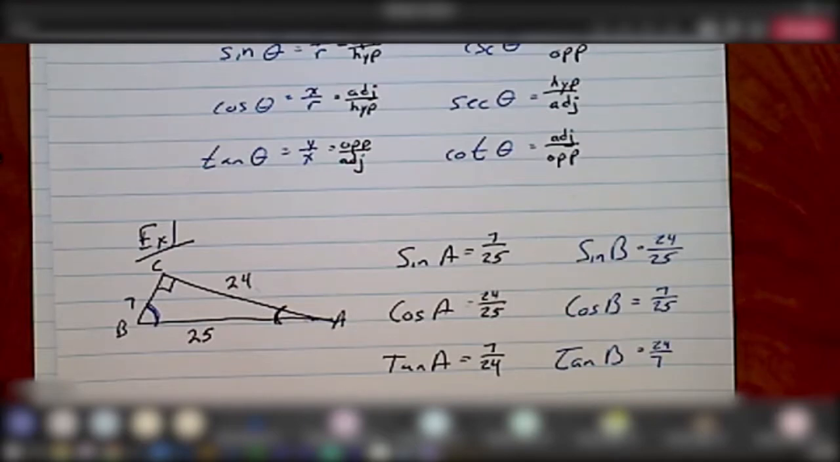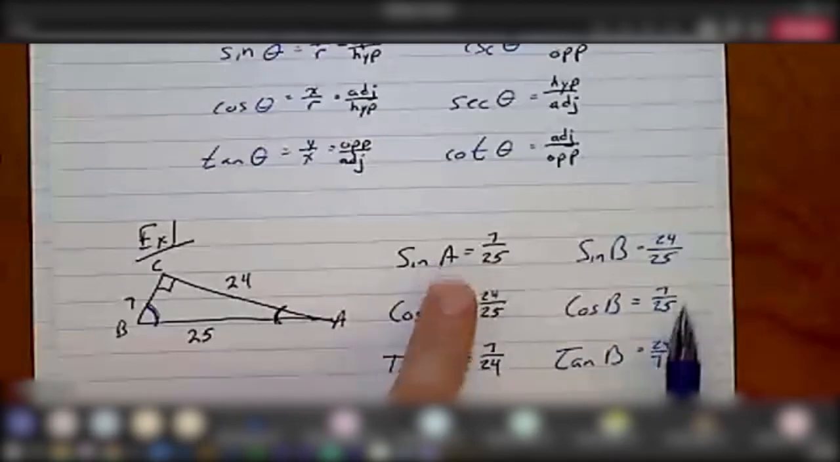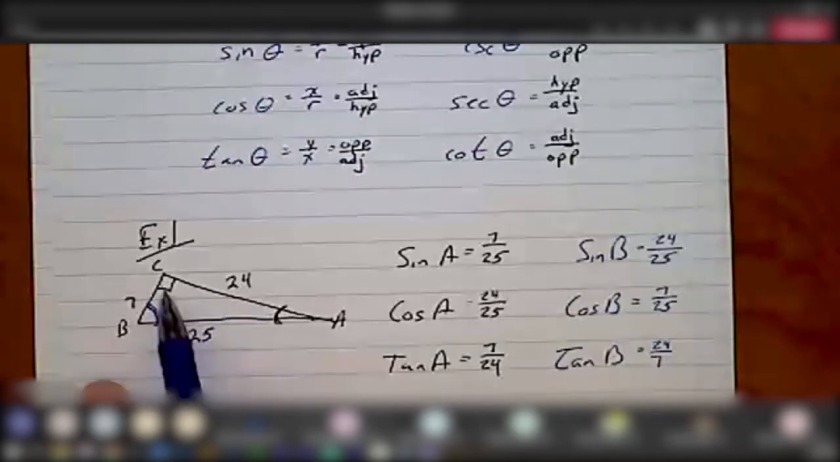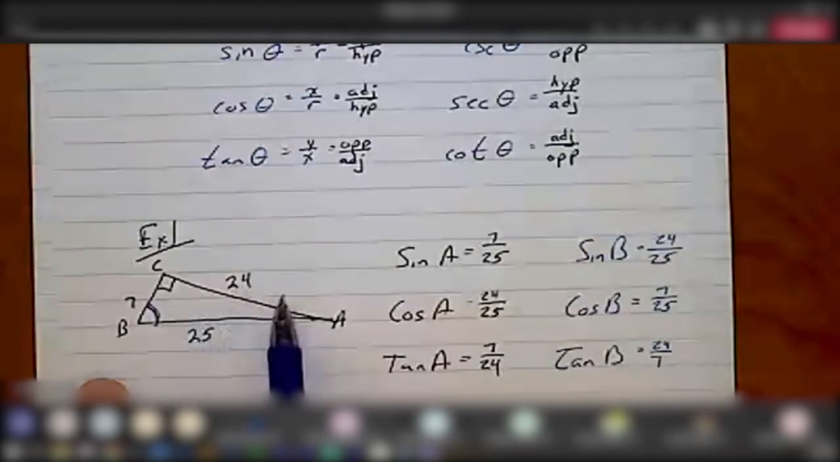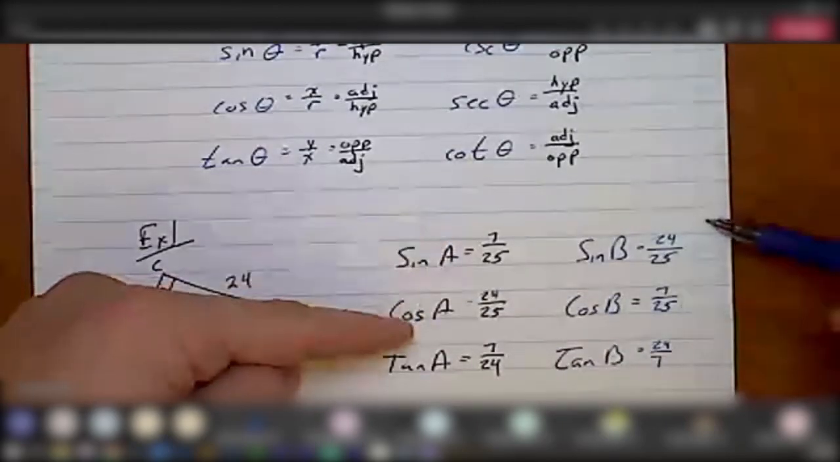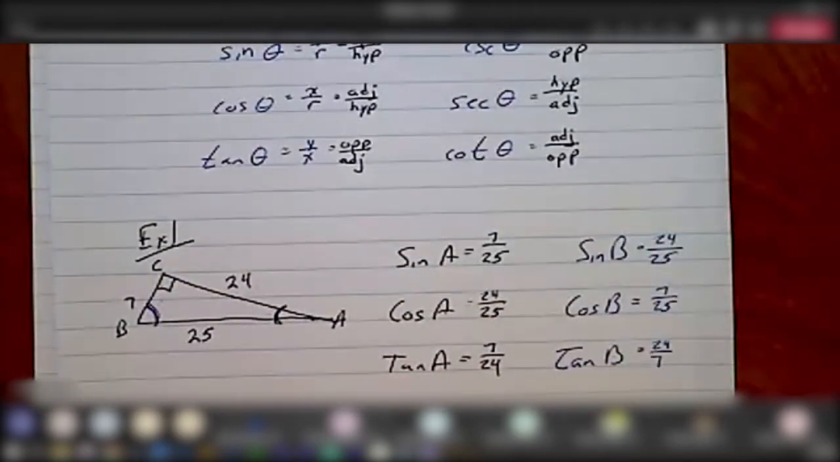Something kind of neat happens when you do this. You realize that the answers for sine and cosine just switch, right? The opposite leg from this angle is the adjacent leg from this angle. Vice versa, the opposite leg from this angle is the adjacent leg from this angle. So if you attack the triangle from a different angle, the sine and cosine answer just switches. Always. Make sense? And that's what it shows on the top of the next page.